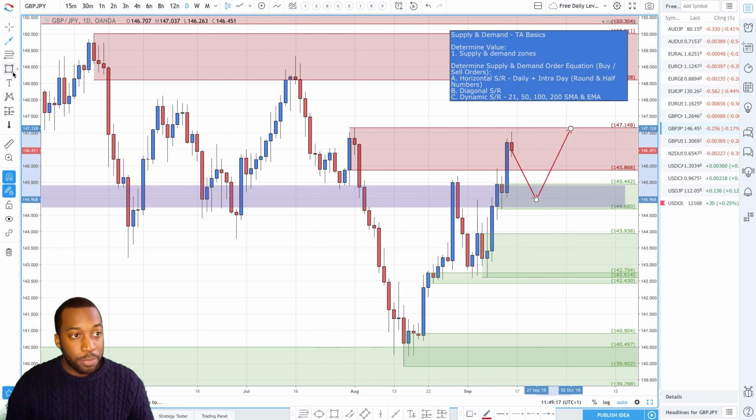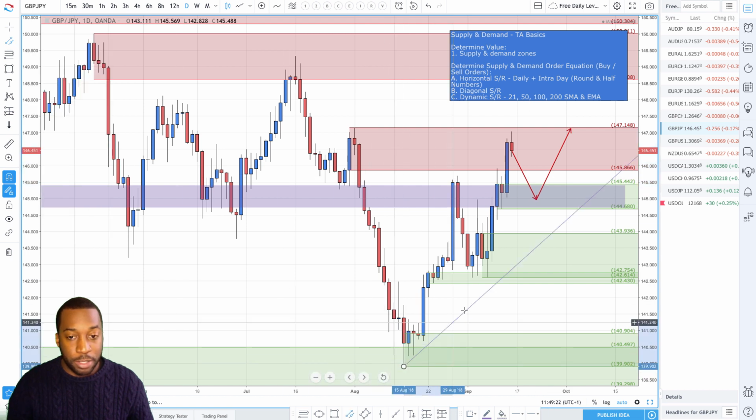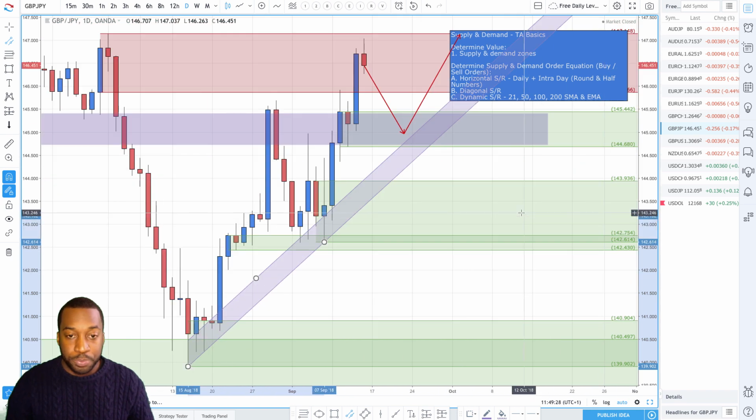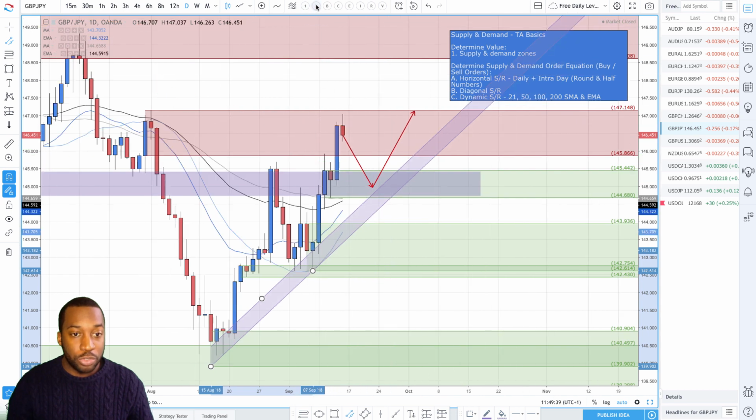Then horizontal, do we have any horizontal? Diagonal, sorry, diagonal. If we do get some diagonal, that would be great as well around this area. And then we want to look for dynamic, which is going to be, I think, above price action from a 100 and 200, but we see the 21 and the 50 turning up into this area as well. So from a supply and demand order equation, we could see some demand coming in, some buying.